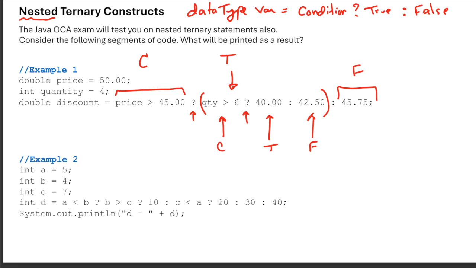So when we go back to evaluate this, we say, well, price is 50. That is greater than 45. It's true. So here's the true. Let's look at quantity. Quantity is 4. That is not greater than 6. It's false. So this will print out 42.5.